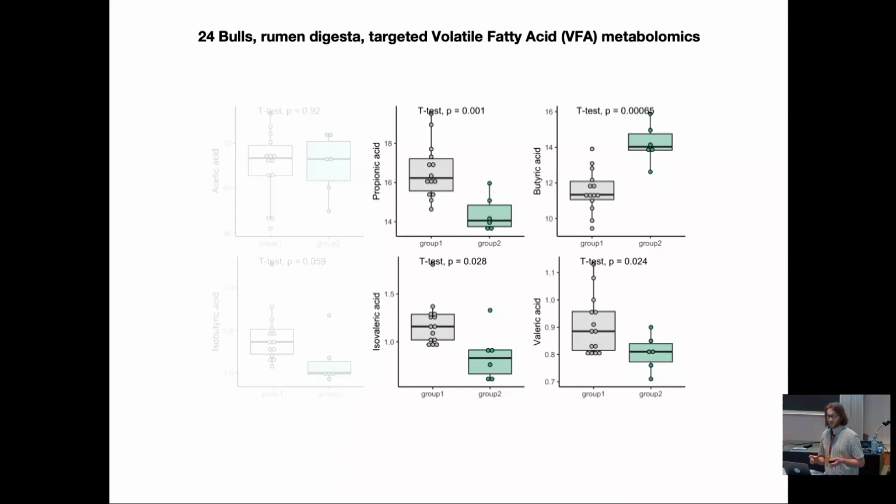We also had 6 VFA targets, volatile fatty acids, as part of our metabolomics. We see propionic, butyric, isovaleric, and valeric acids being significantly different between the split groups in the digester of the bulls.